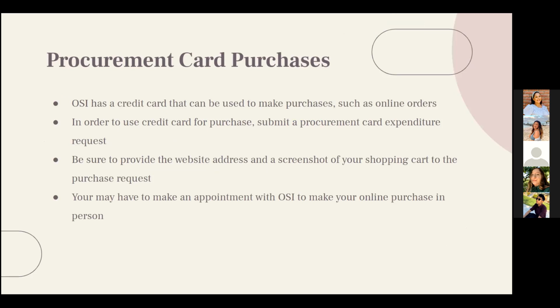All right, so procurement cards. We have several credit cards that can be used to make purchases. Mostly we use these for online orders. In order to use a credit card for purchase, you'll want to submit a procurement card expenditure request. Be sure to provide the website address and screenshot of your shopping cart to the purchase request. And then you may have to make an appointment with us to make your online purchase in person as well.